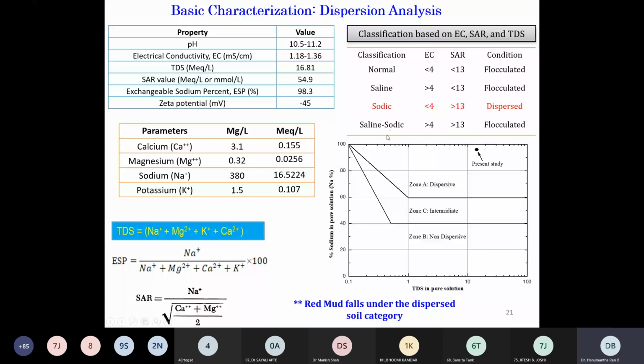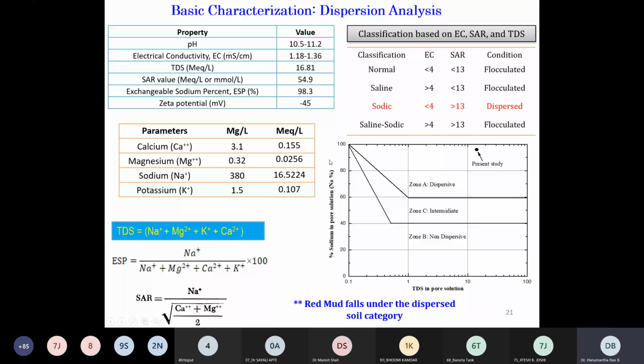One of the chemical means is a predefined curve between percentage of sodium in pore solution versus TDS. When you draw this kind of relationship, they have given definitions like dispersive, intermediate dispersive, or non-dispersive. When we superimposed our chemical results on this pre-classified scheme, we found that the red mud falls under highly dispersive material. So this is some evidence to show that this red mud is dispersive in nature.